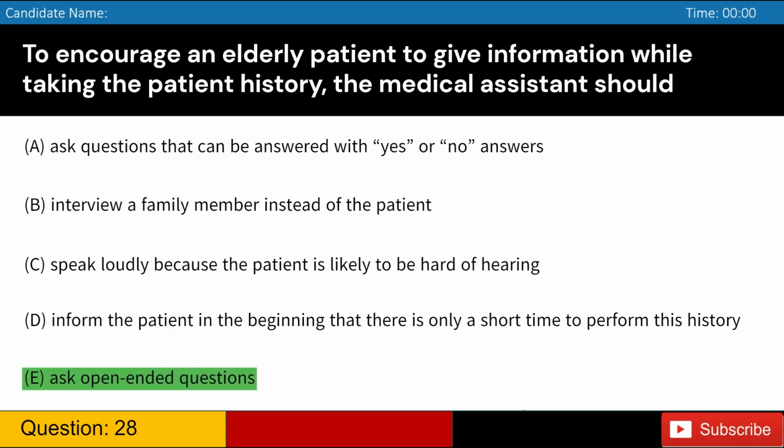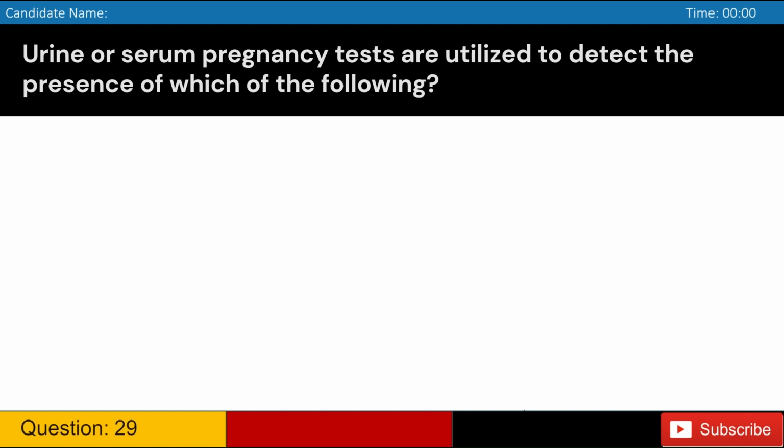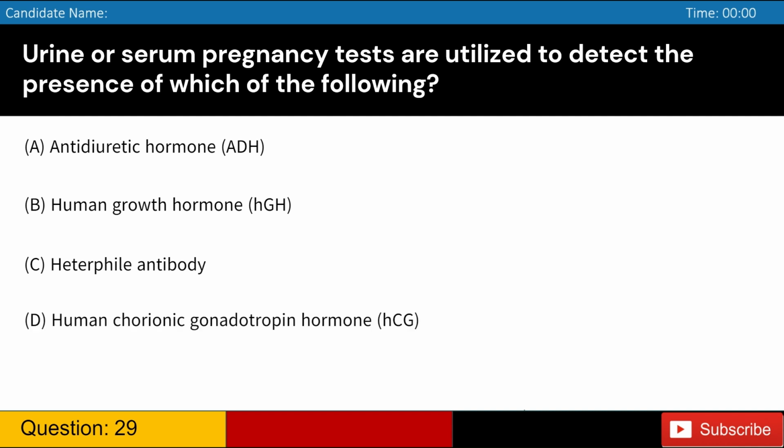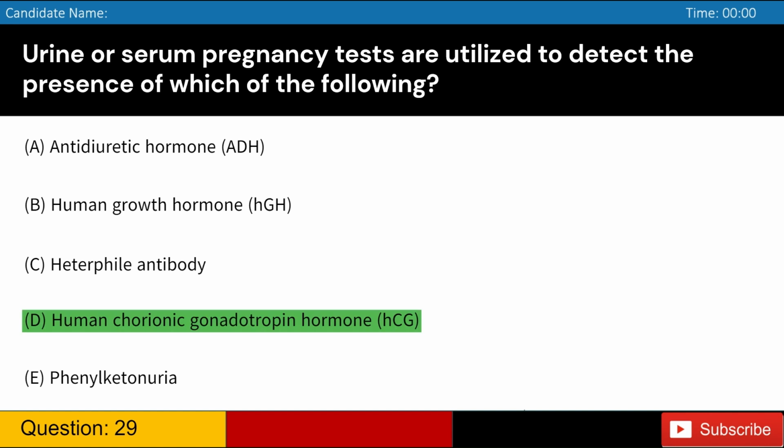Ask open-ended questions. Urine or serum pregnancy tests are utilized to detect the presence of which of the following? A. Antidiuretic hormone, ADH. B. Human growth hormone, HGH. C. Heterophile antibody. D. Human chorionic gonadotropin hormone, HCG. E. Phenylketonuria. Answer: D. Human chorionic gonadotropin hormone, HCG.